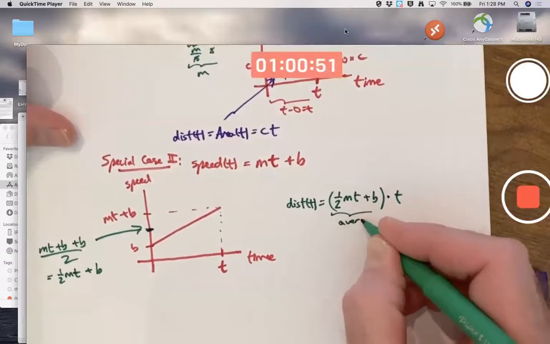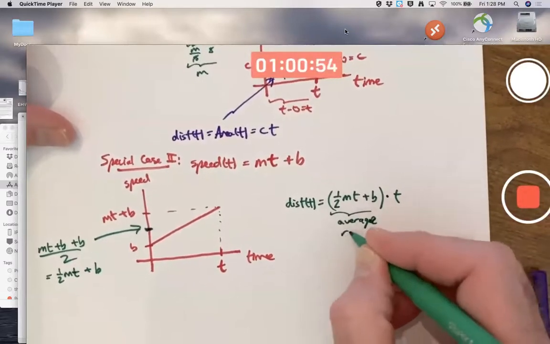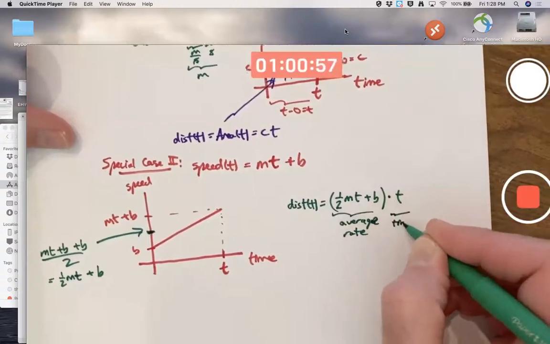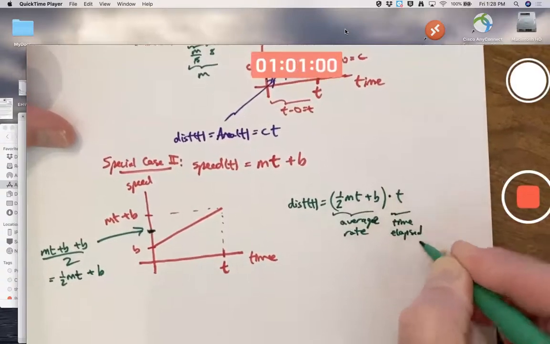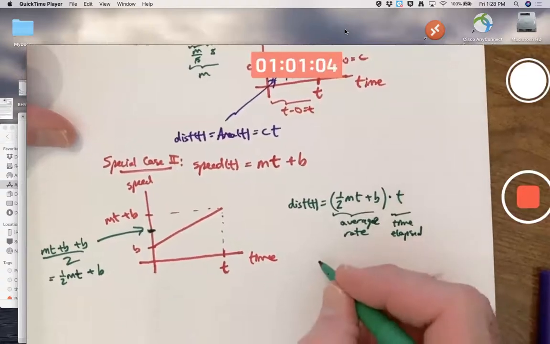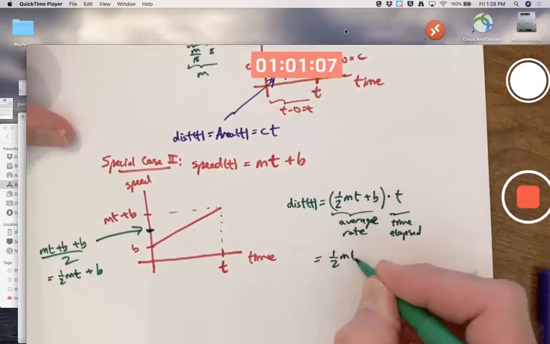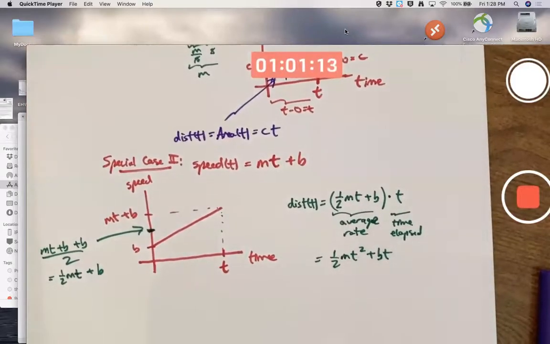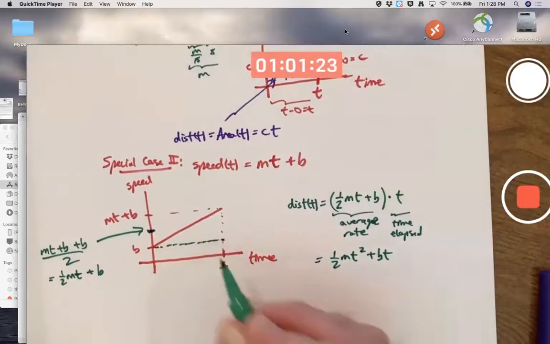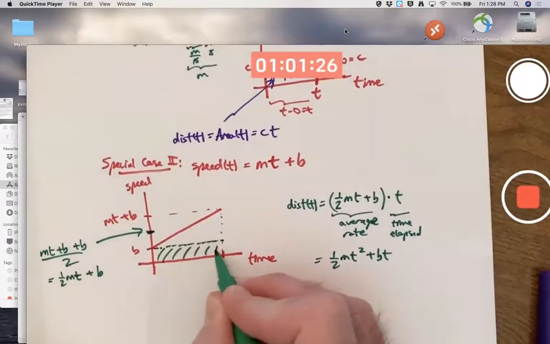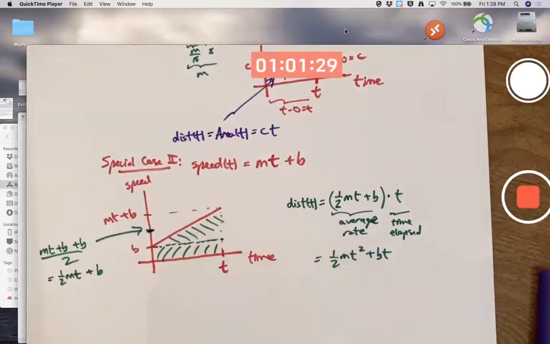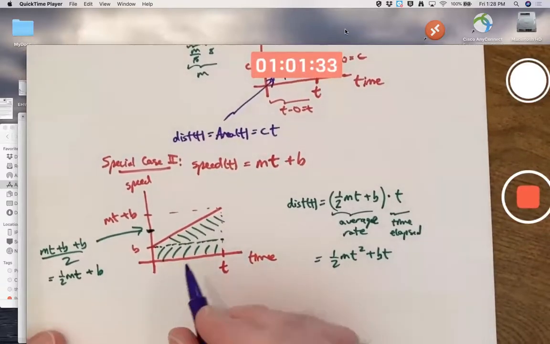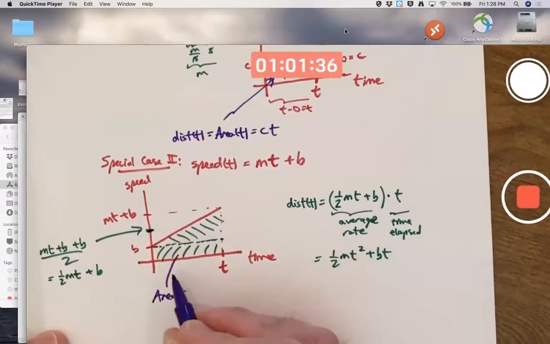It's an average rate times time elapsed. Multiply this out, and you'll get 1/2 mt squared plus bt. I claim that's the same as the area under this graph. Do you believe me? Split the area into two regions, this rectangle and this triangle. The area of the rectangle is base times height, b times t.